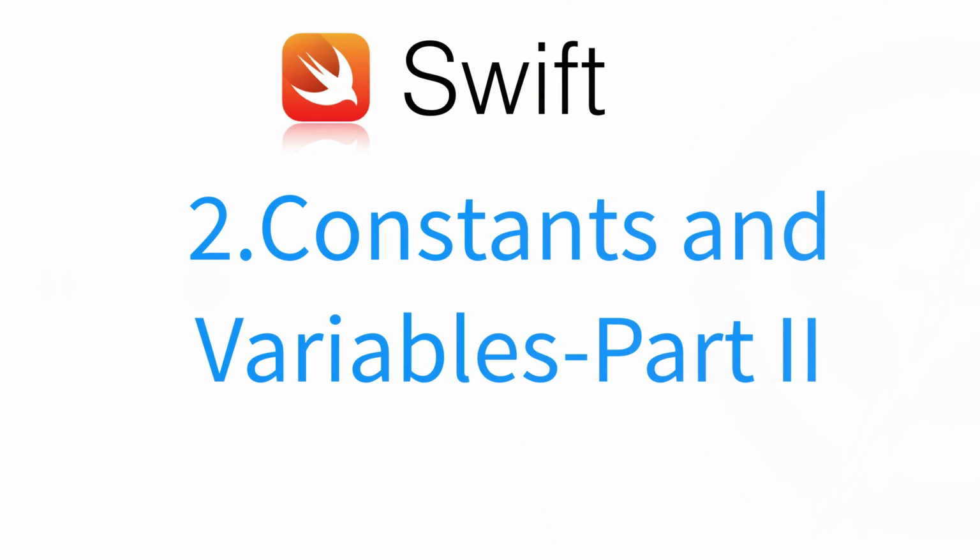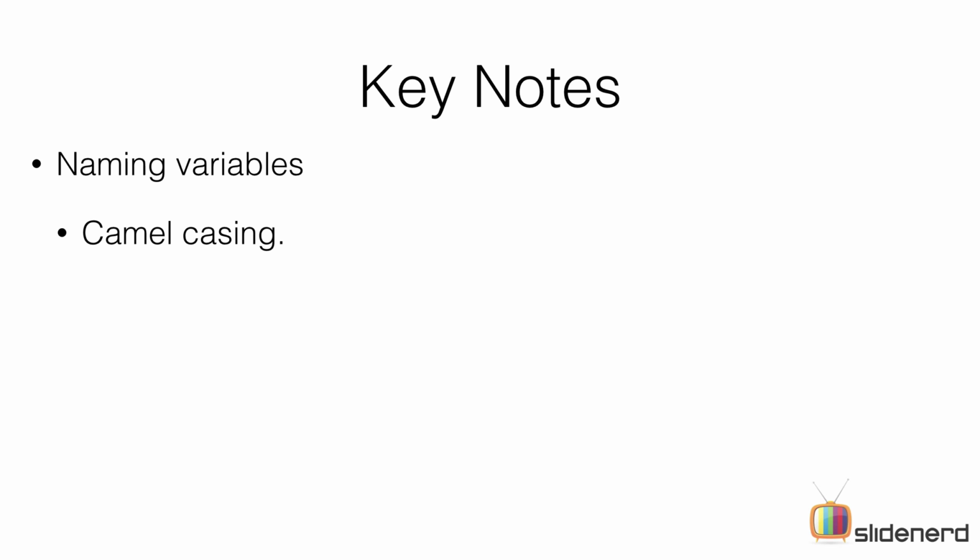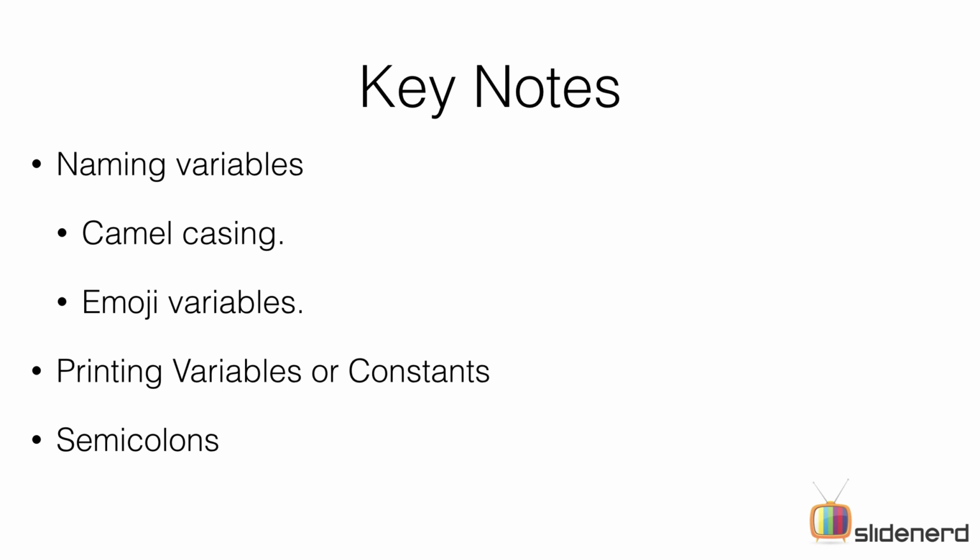Today we're going to talk about constants and variables, part 2. In this tutorial, we're going to talk about how you name your variables and constants. Specifically, we're going to look at the case called camel casing. And last, we'll discuss semicolons in Swift.